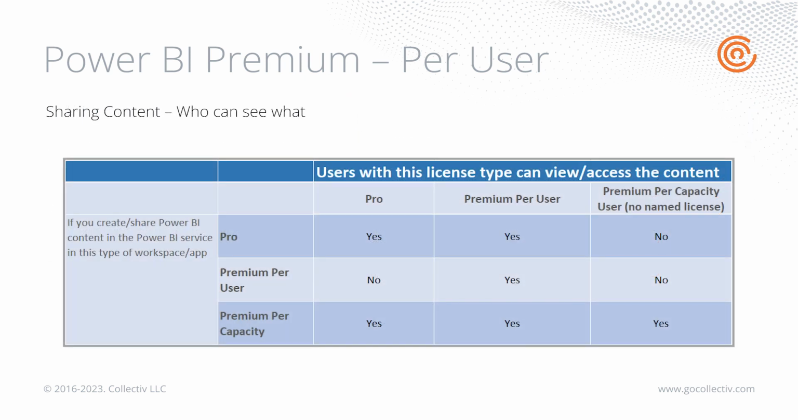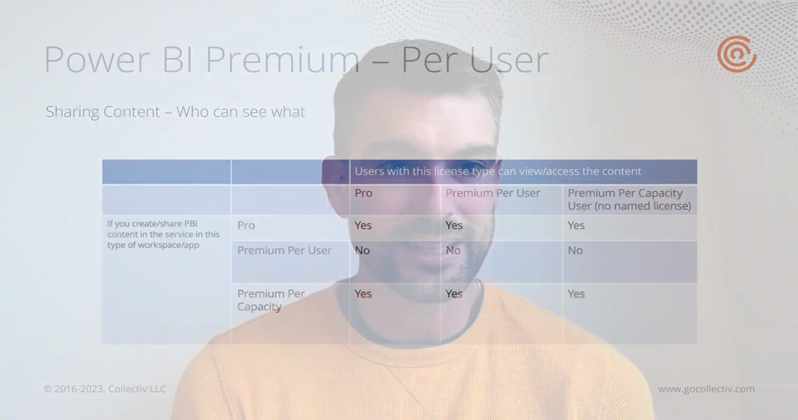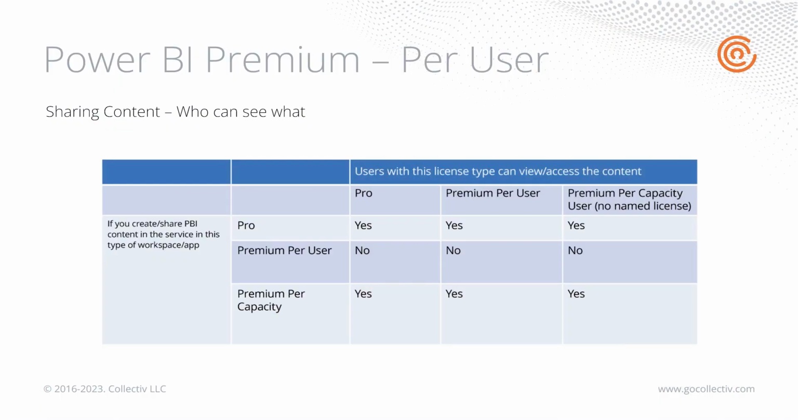And also what's important is really just understanding who can see what. This is always the big question we get: I have Power BI Premium per user, or I have Power BI Pro, I have Premium per capacity. What does this all mean? So this table gives you the perfect example of what is available on a license basis, of who can see what and who has access to what.